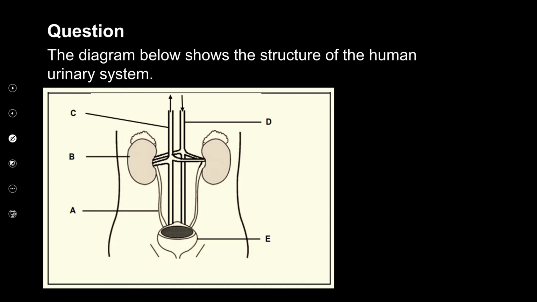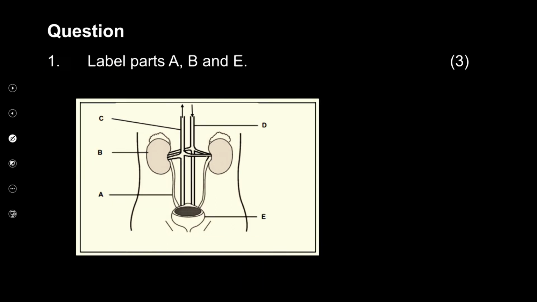Okay, let's have a look at a few of the questions that we can find on this section. Now, as soon as you have a look at this question, what do you notice? All right, first of all, it's the urinary system. So we're looking at the whole system as a whole, right, which lends us to our first part that we are looking at. So this diagram shows the structure of the human urinary system. There we go. Right, next question. Label parts A, B, and E.